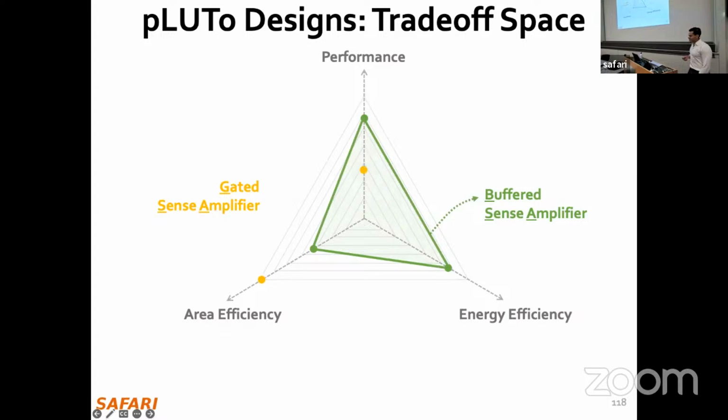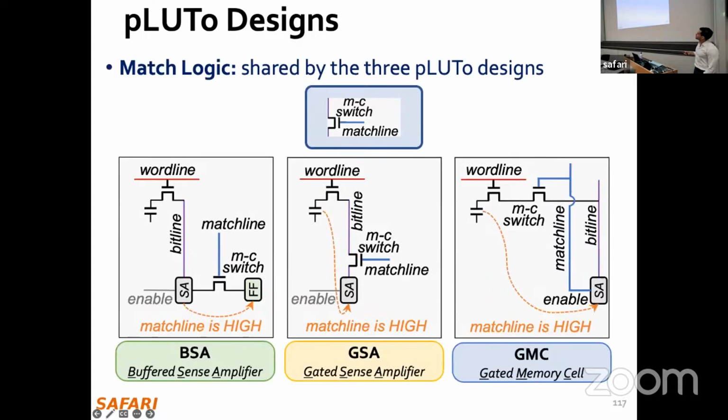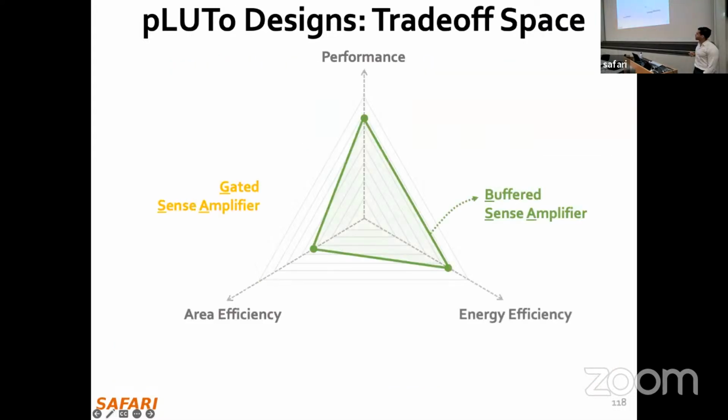The second one, the gated sense amplifier, which again uses the sense amplifier to store the data, has the higher area efficiency because I'm not including any extra transistor other than the match logic, but has the lower performance and the lower energy efficiency because I need to do a lot of copies to restore the data as I go. The third design, the gated memory cell, has the higher performance and higher energy efficiency, but the lowest area efficiency because I'm including one extra transistor per DRAM cell. So that includes a lot of area cost.